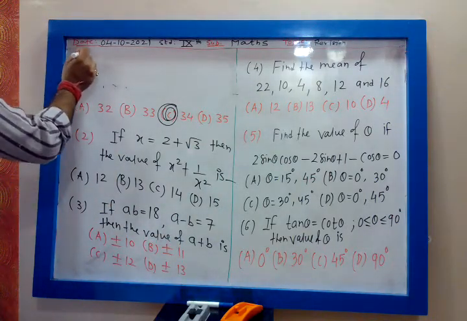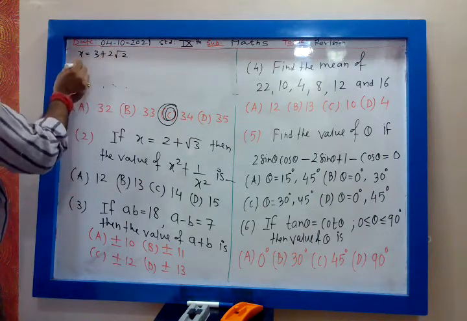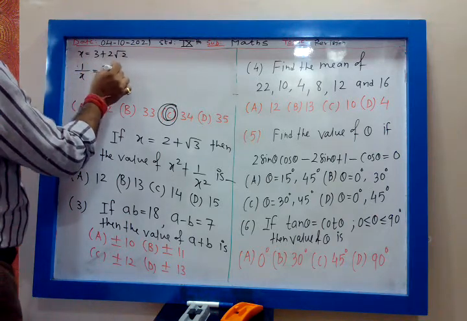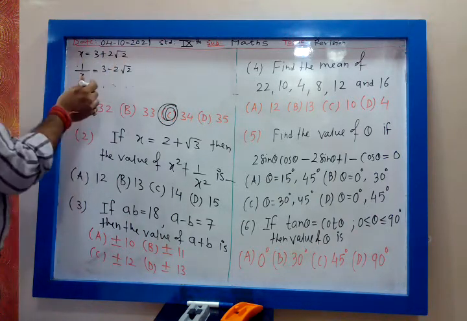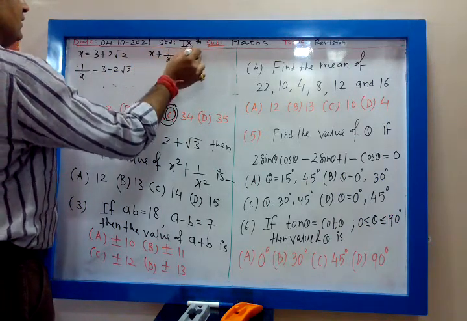X is 3 plus 2 root 2. Correct. Then what is the value of 1 upon x? 1 upon x will be 3 minus 2 root 2. Correct. Rationalize the denominator. So x plus 1 upon x, you will get 6.